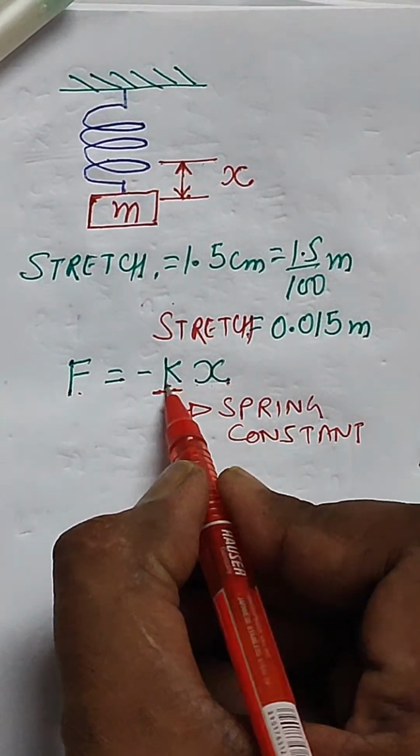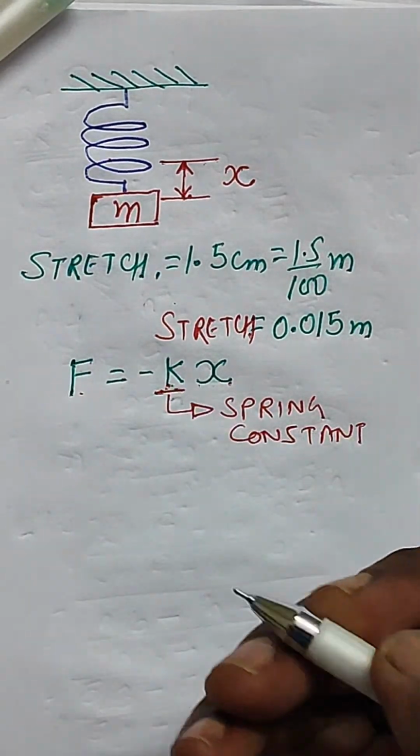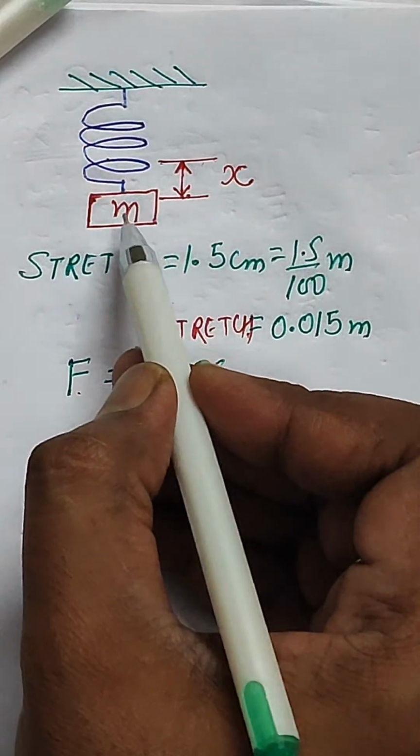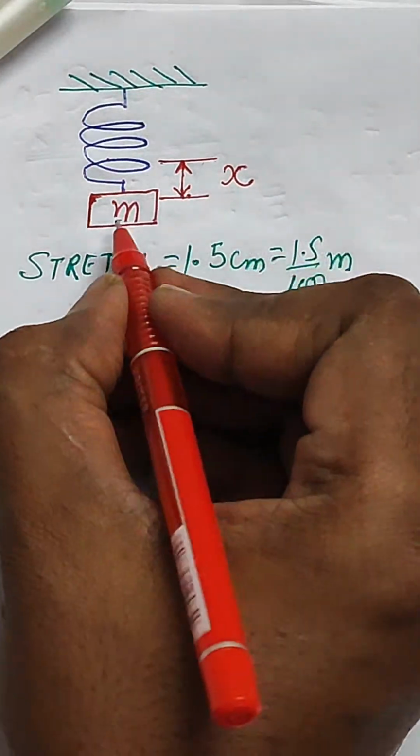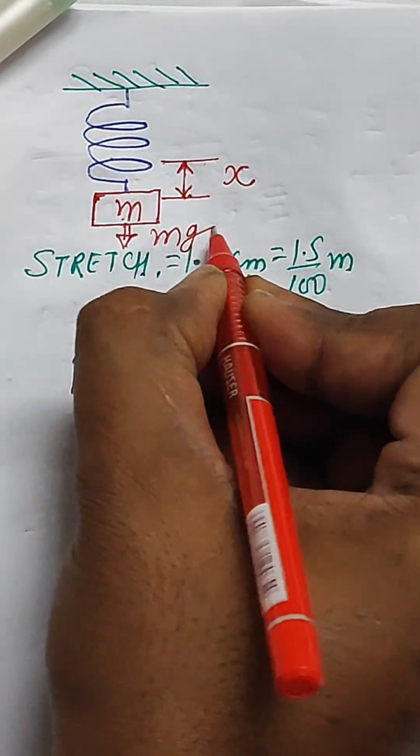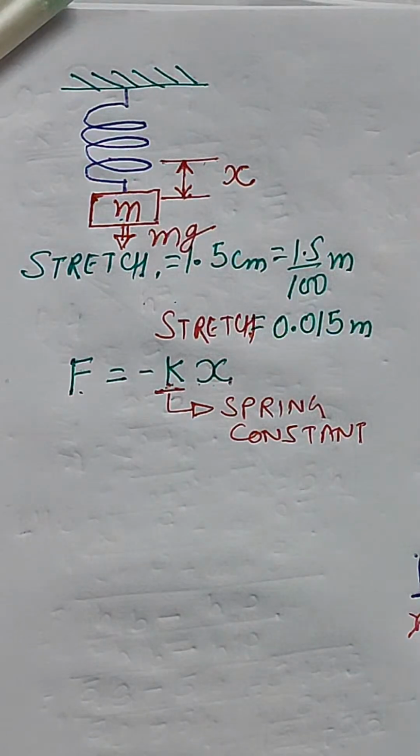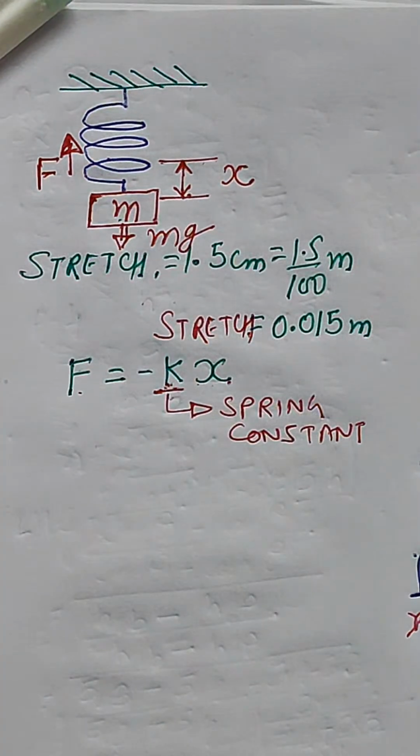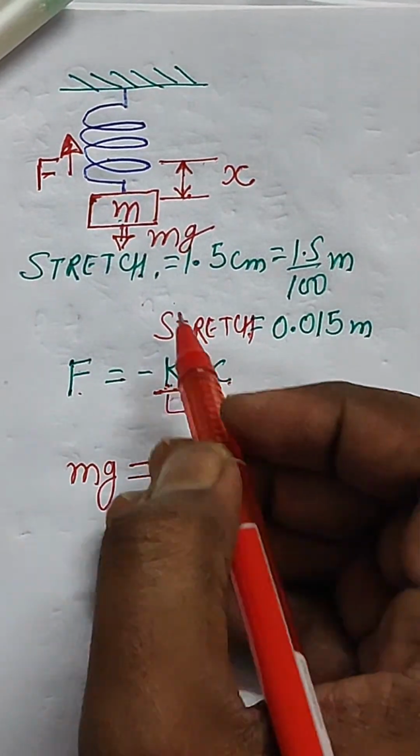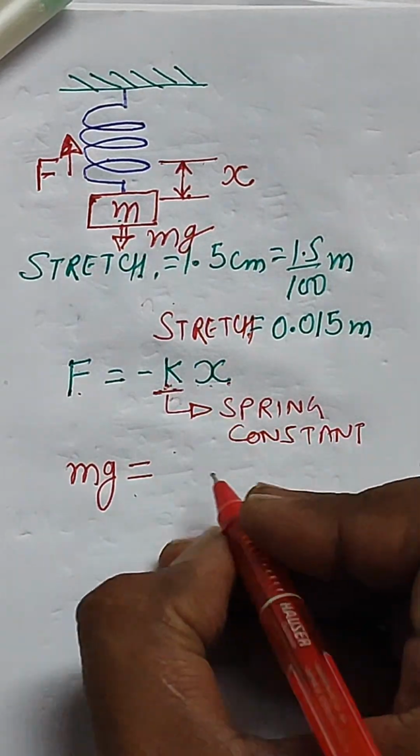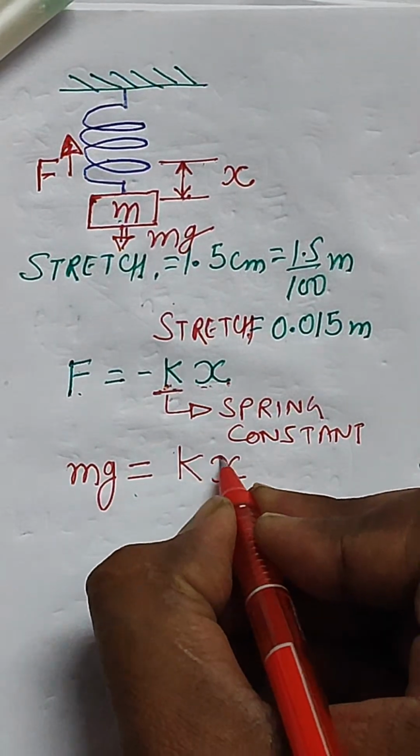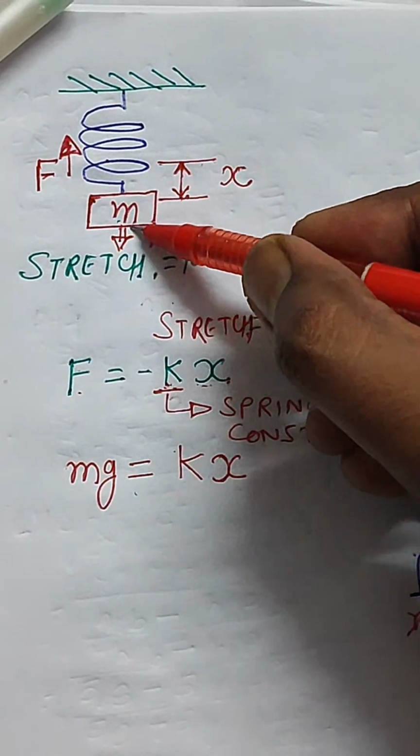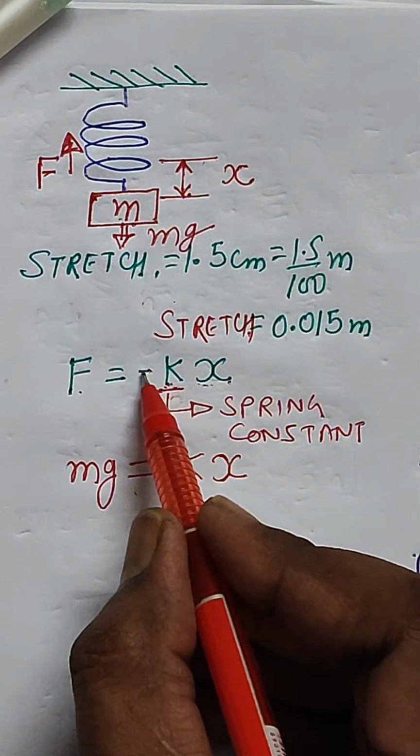What is the unit of spring constant? It's Newton per meter. Let us find it out. The weight of this mass is mg acting downward, and the restoring force acts in the spring in the upward direction. When you equate them, mg, the weight of the mass, is equal to the restoring force kx. Let us put the magnitude only, because the minus sign is due to the opposite direction.